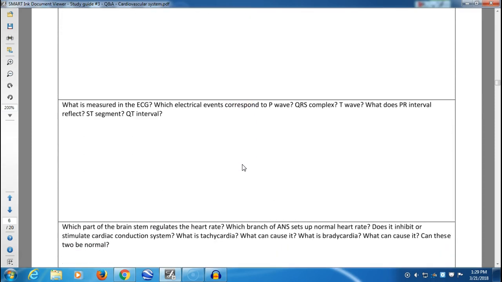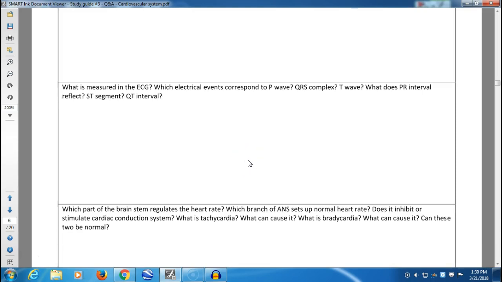Okay, ECG. What does it measure? Electrical impulse to the heart. P wave. What is that? Depolarization of the atrium. QRS complex. Ventricular depolarization, atrial repolarization, overlapping. T wave. Repolarization of the ventricles. PR interval. Atrial depolarization to ventricular depolarization.